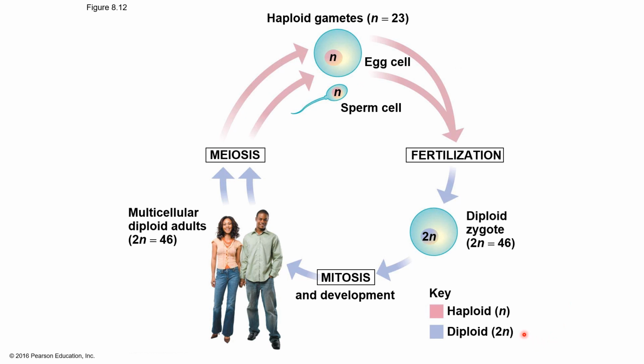When we talk about the full set of chromosomes, we say that our cells are diploid or 2N. When your cells are only carrying half the number of chromosomes, kind of like in the case of an egg or a sperm, we call those cells haploid, or we refer to it as N.